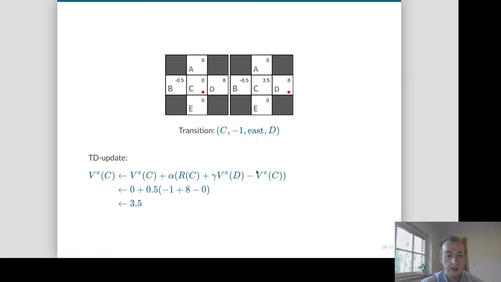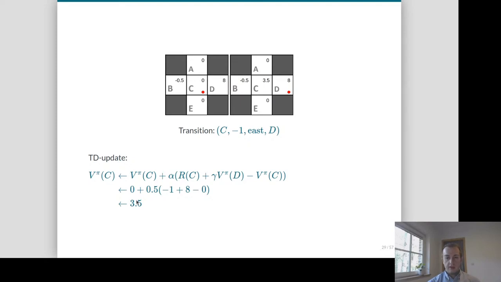Again, when we replace all these expressions by their numerical values, we obtain now a TD update, which is equal to 0 plus 0.5 times minus 1, the reward that we collect in state C, plus 8. So plus 8 because it's equal to gamma, which is equal to 1, plus the current estimate for the resulting state D, which is equal to 8. Right? Minus 0 because our current estimate for C is equal to 0. And after this update, then the new estimate for the V value for the state C would be equal to 3.5.